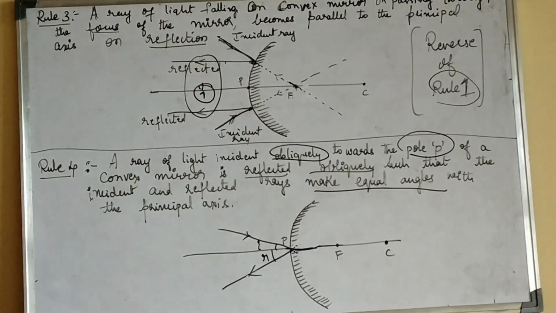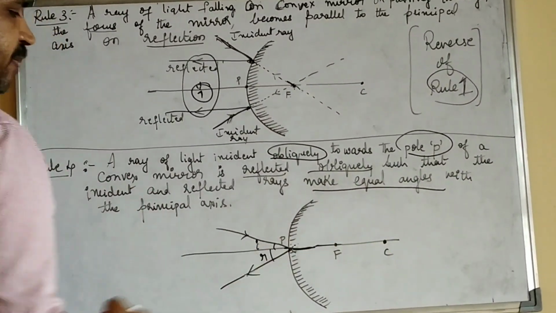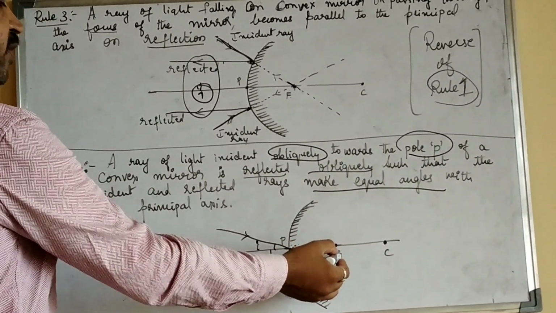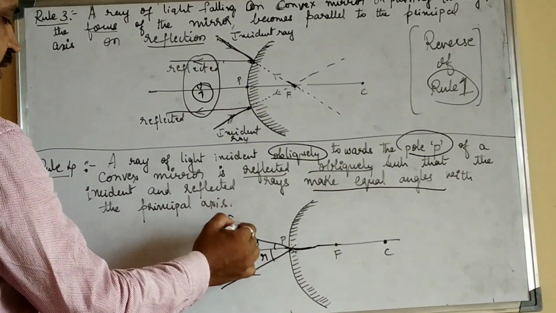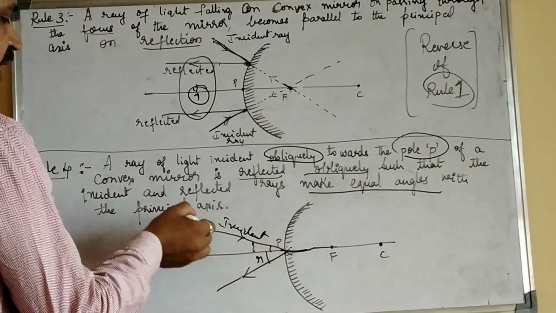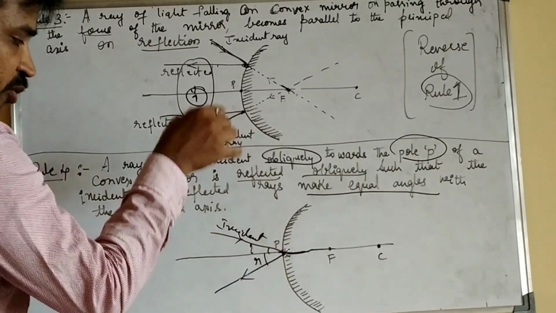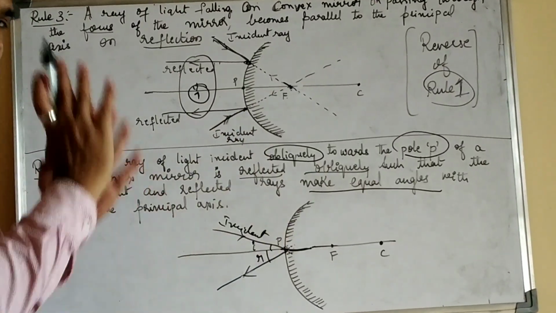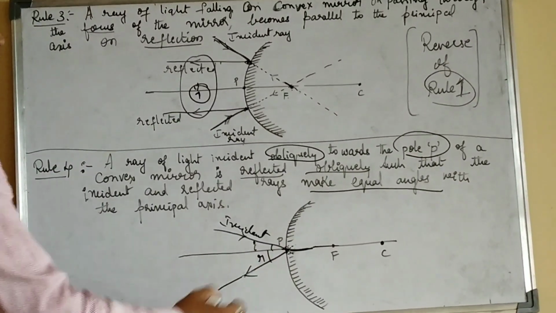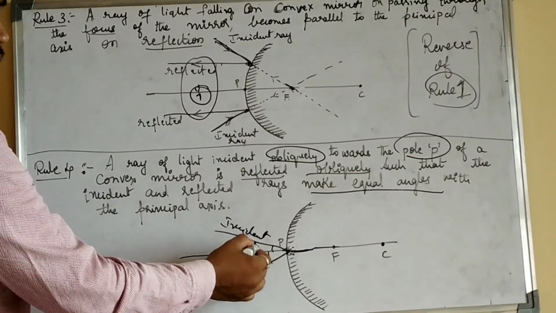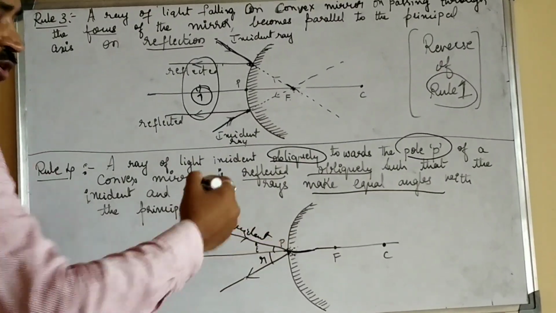As simple as that. Now you can see here, this is the convex mirror, this is the principal axis, and here you have the principal focus and center of curvature. Now you can see here, this is the incident ray. It is at some oblique incidence upon the pole of the mirror, that is the center of the mirror. Now you can see the reflected ray coming out here. So angle I is the angle of incidence, angle R is the angle of reflection. The angle of incidence is equal to the angle of reflection.